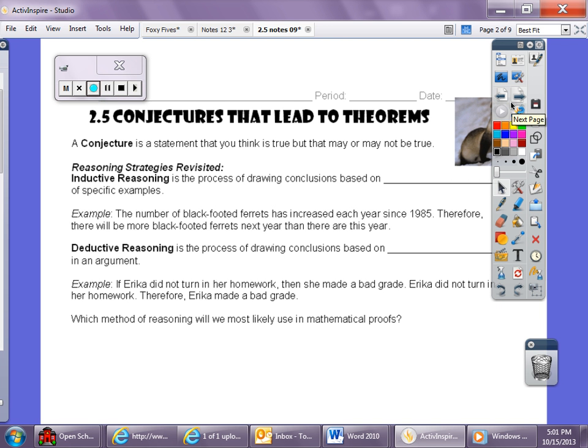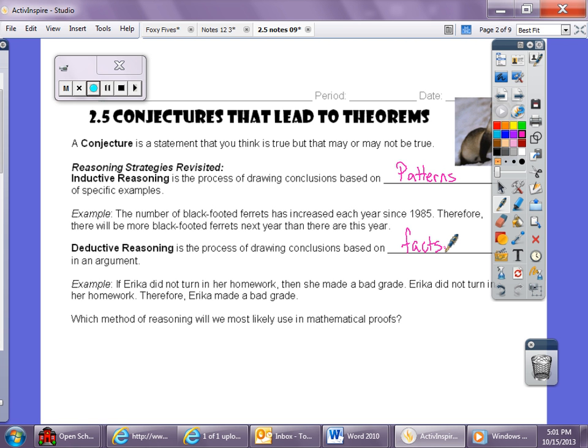Now, some conjectures that lead to theorems. A conjecture is a statement that you think is true, but that may or may not be true. So, some reasoning strategies. We talked about inductive reasoning, which is the process of drawing conclusions based on patterns. And we talked about deductive reasoning, which is the process of drawing conclusions based on facts.